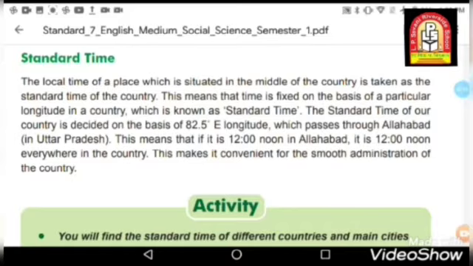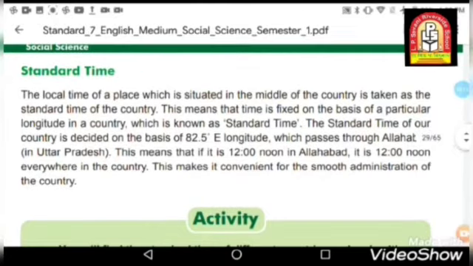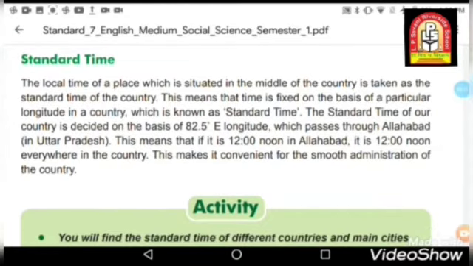In today's class, we are going to study an important topic, that is standard time. So basically in this class, we are going to study about the local time which is decided in our India. In our earlier classes, I explained to you about the international date line and the prime meridian, right? And about the local time, right?